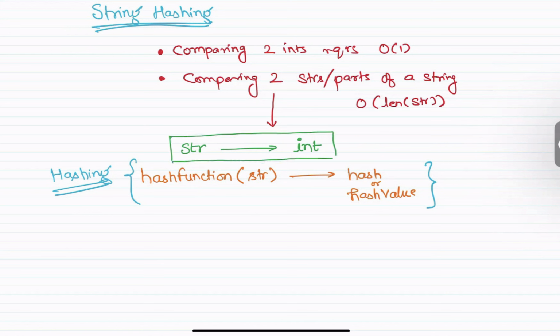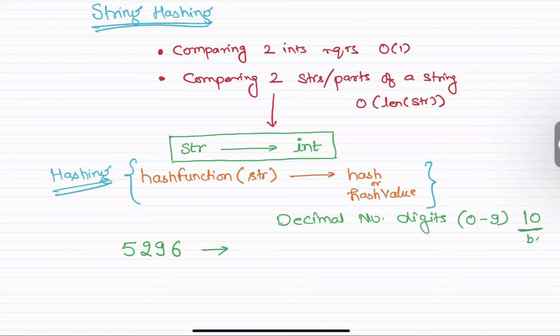The goal is to convert a string into an integer to solve problems efficiently and avoid issues. This also draws motivation from numbers. Let's take a decimal number, 5296. A decimal number is based on how many digits? 10 digits, 0 to 9. So 10 is what we call the base.